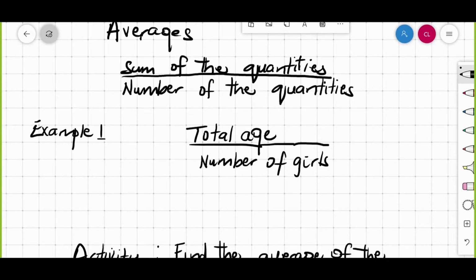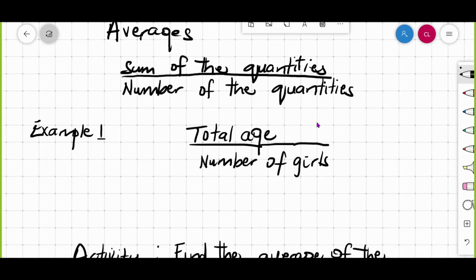All right, so today we're going to be looking at averages. Now it starts off by saying the following: to find the average of a set of quantities, divide the sum of the quantities by the number of the quantities. If you see on screen here, it says the sum of the quantities, and we're going to divide that by the number of quantities.